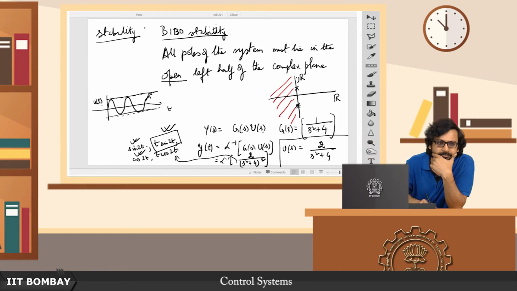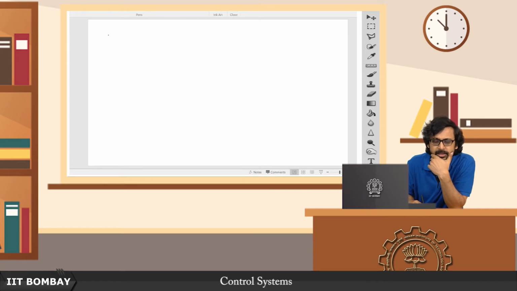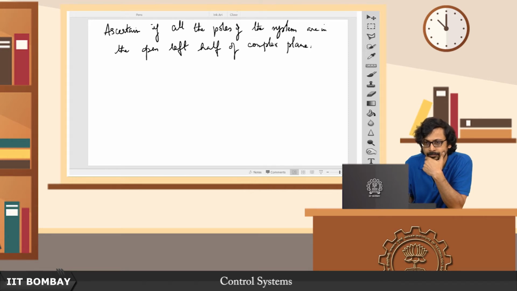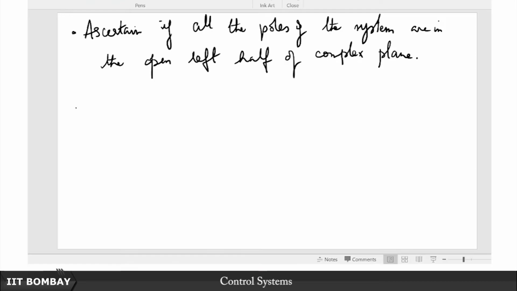Okay. So then it stands to reason that the question of stability is one of this: ascertain if all the poles of the system are in the open left half of the complex plane. Okay. So, this is the first step. If so, then the system is stable in this BIBO sense.